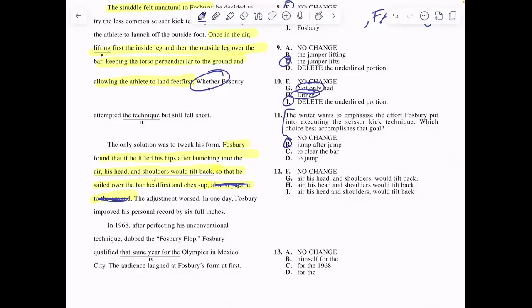Fosbury found that if he lifted his hips after launching into the air, comma, his head and shoulders would tilt back so that he sailed over the bar head first and chest up. I'm leaning H on this one only because it goes back to our simplest form, the simplest way ACT is using the comma. Fosbury found that if he lifted his hips after launching into the air, so that's our actual incomplete or dependent part, his head and shoulders would tilt back so that he sailed over the bar head first and chest up. So we're getting rid of that. And then this becomes independent.